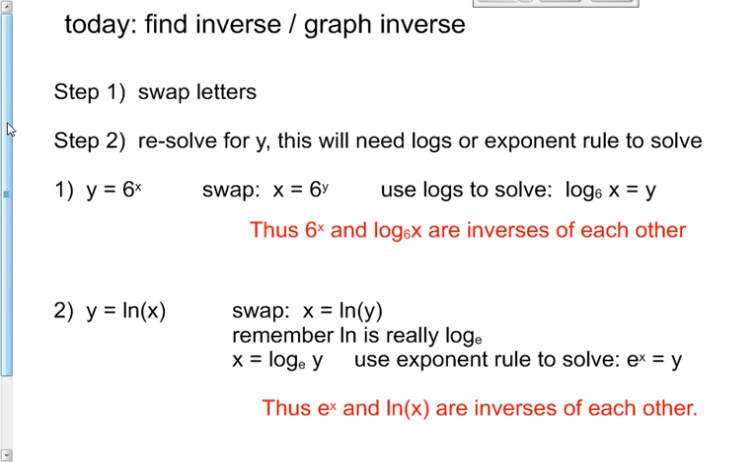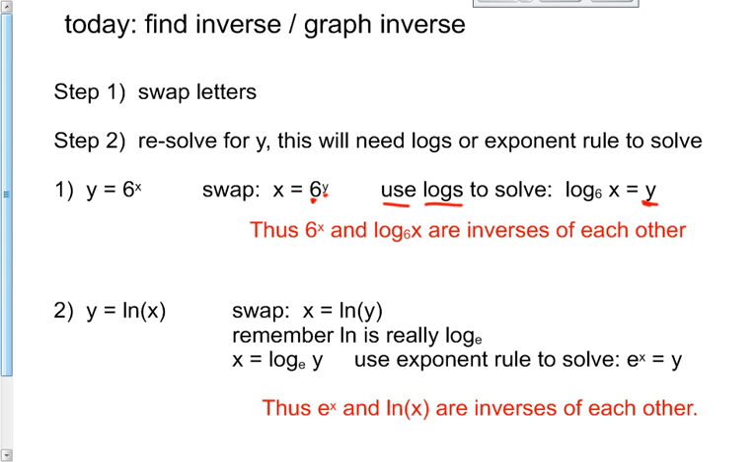Your first example, y equals 6 to the x. I want to find the inverse equation. So the first thing we do is swap letters. X equals 6 to the y. Now I have to resolve to get y by itself. Y is currently in the power position, and to get it out of the power position, I need to use logs. Your 6 is your base, so it will be log base 6 of x equals y. We now have y by itself.